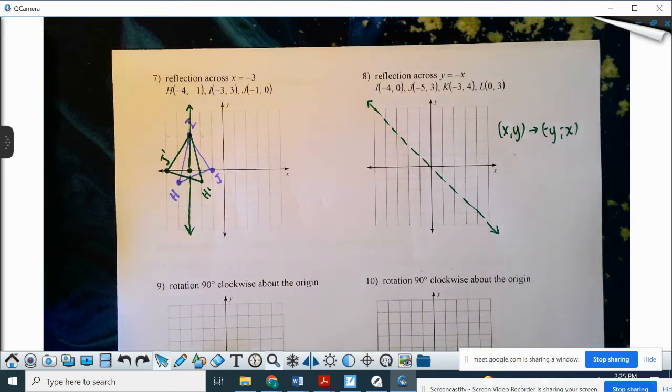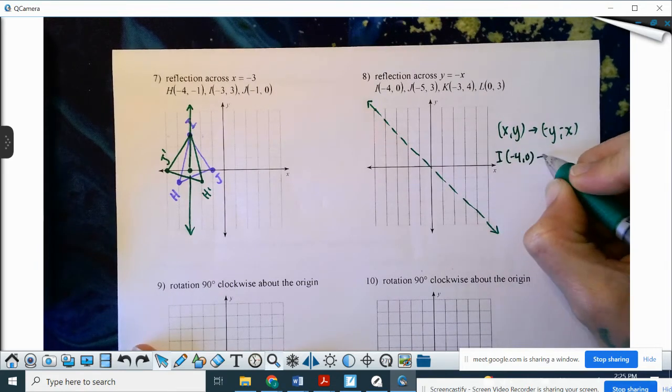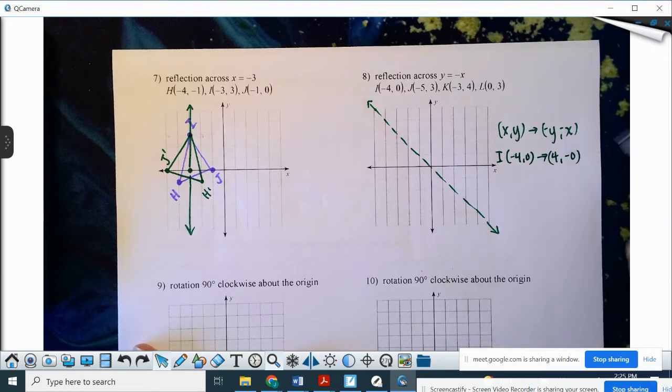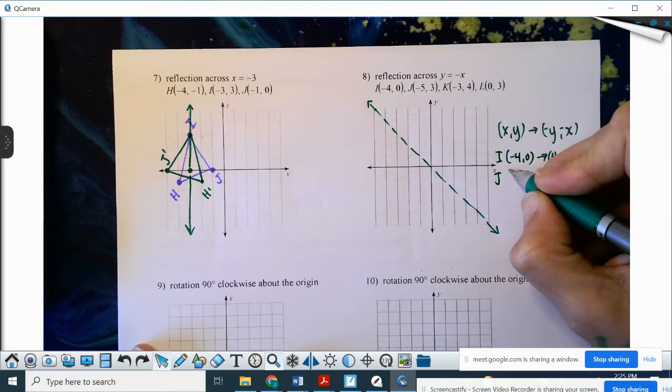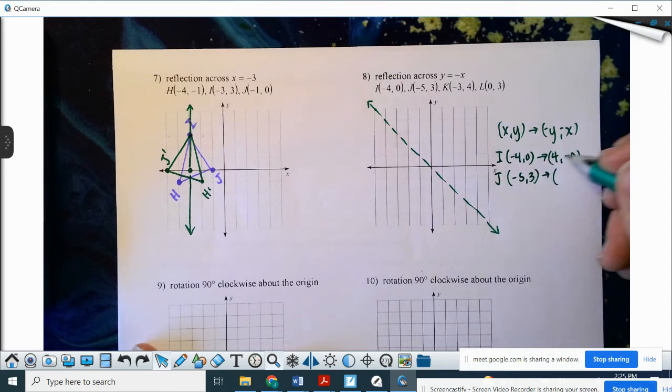So if we look at our first one, so I being (-4, 0), with our transition, it's going to be (4, -0), which 0 is not really that important. J is (-5, 3). As it flips, it's going to become, oh, and that's not even right. I didn't do that right the first one. Again, I'm talking too fast, moving too fast.